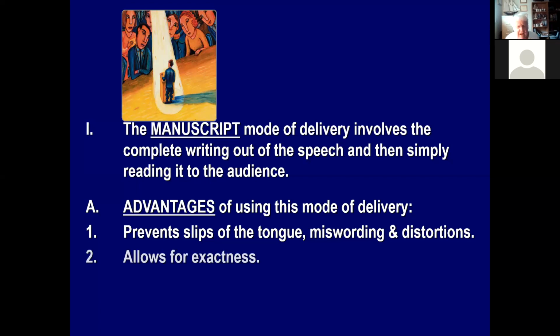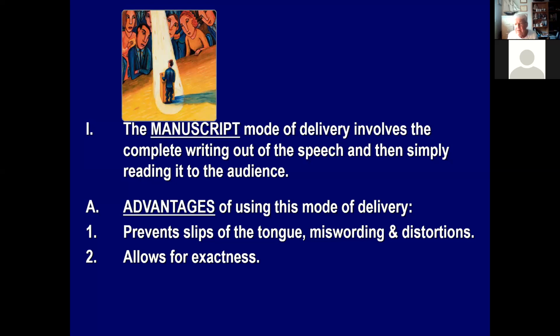It allows for exactness. So if you use a manuscript mode of delivery, it allows for exactness. You see, there's something you want to say, but you want to say it with exactness. You don't want a slip of the tongue. You don't want any miswording. You don't want the people to get any distortions. You want the people to get exactly, specifically what you mean. And so you want to use words that are very specific to that. So you write them out and you read those words to ensure exactness.